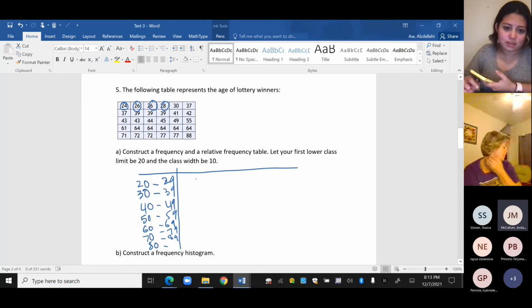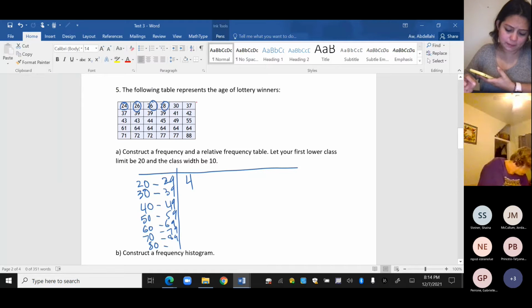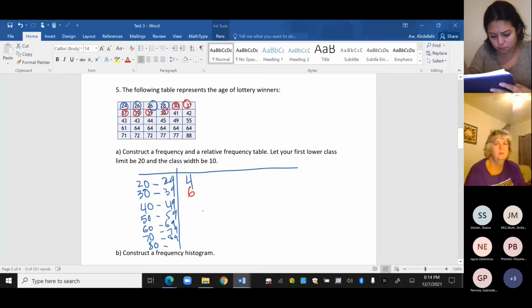It's in order, exactly. I even didn't realize it, I'm just realizing. So this saves you a lot of time because it is already in order. And for 30 to 39, I just count the next ones. 1, 2, 3, 4, 5, 6. You got 6, right? And so on.